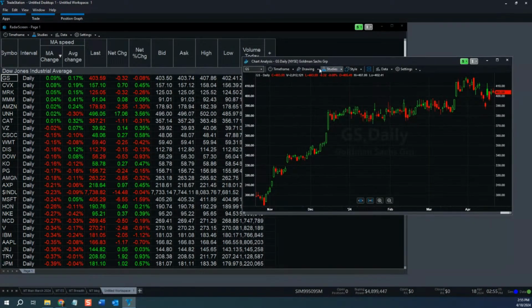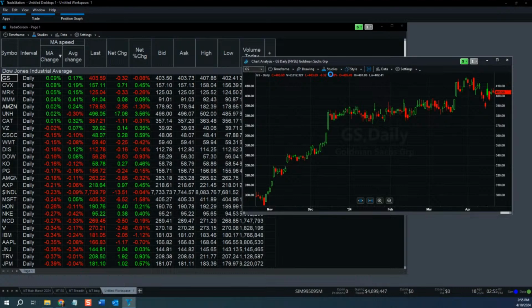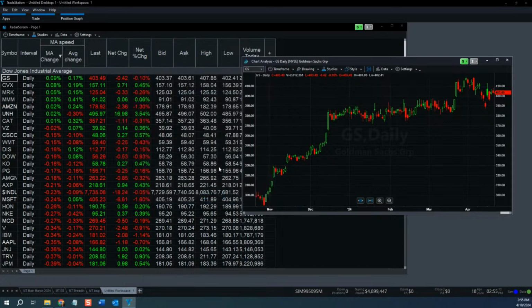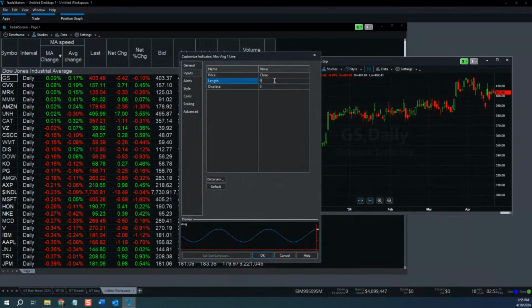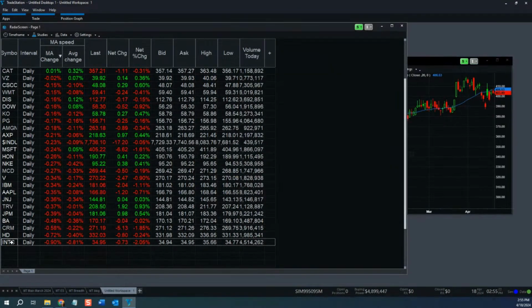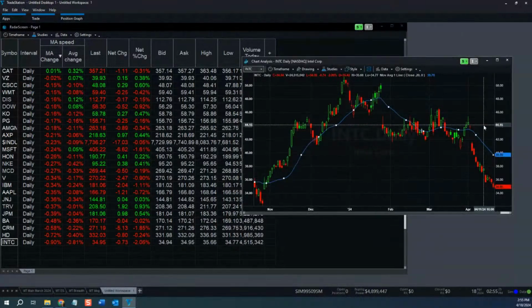Now, I'm not even going to, I could add it, I guess, really quickly. Moving average, one line. And I'm going to bring that in. I'll change it to 20. And you can see now that it's rising. All right. And then if you look at the ones that are falling the most, we have Intel, which has just been a disaster. You can see how it's falling.